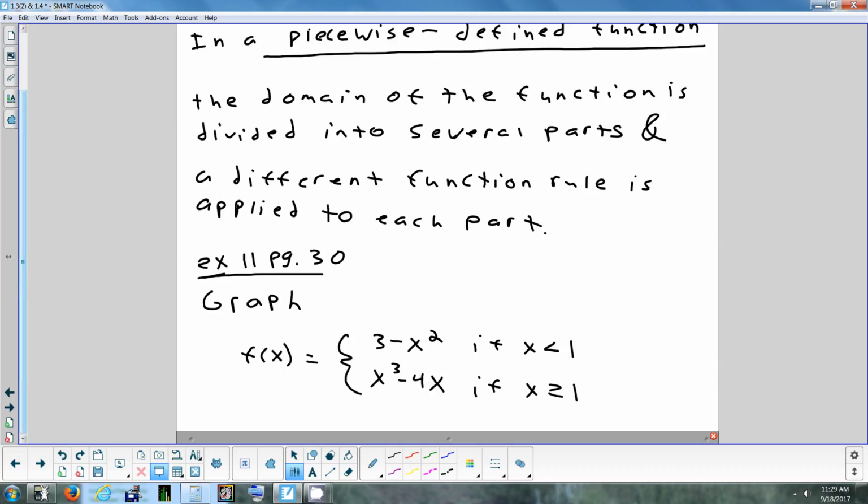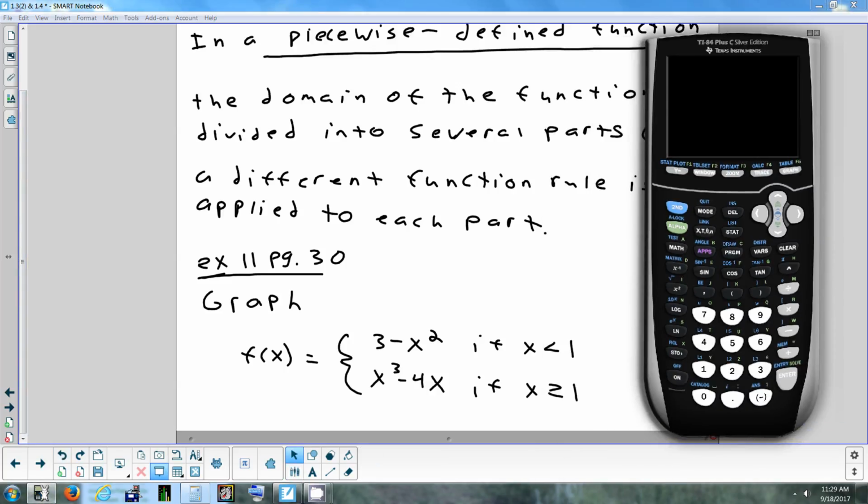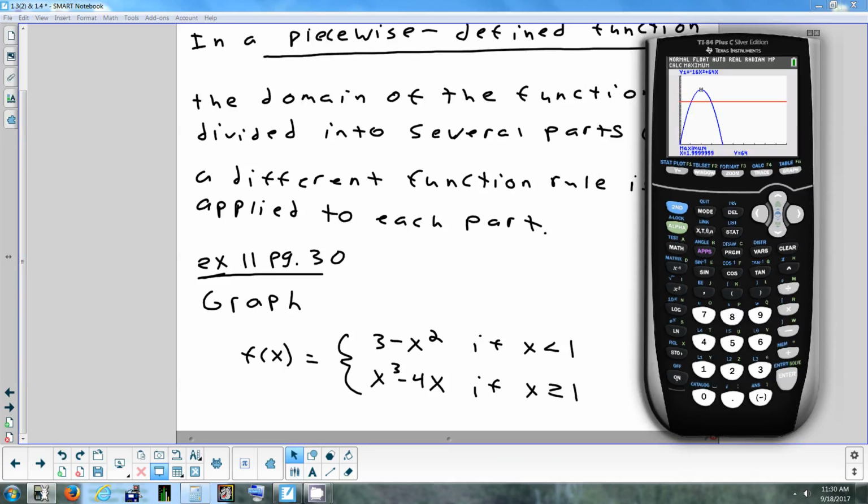Okay. Now, how to graph it. Okay, we're going to do it on the calculator. And it's very similar to how you would graph a regular function, except you have to do a couple extra things. First thing is you have to put parentheses around what you want to graph.